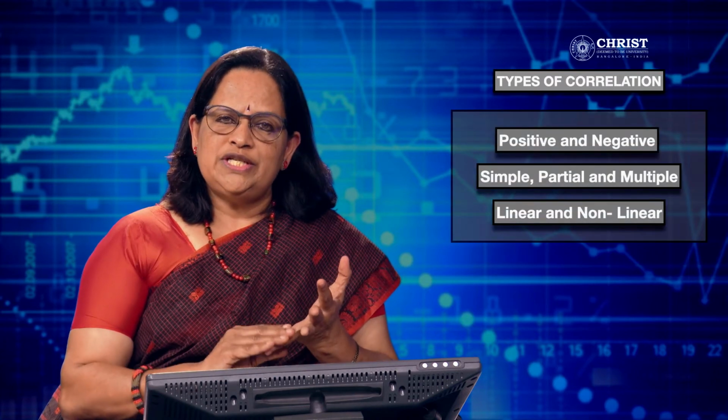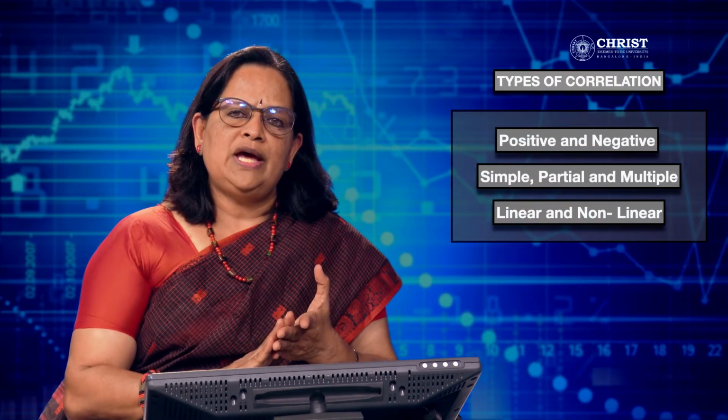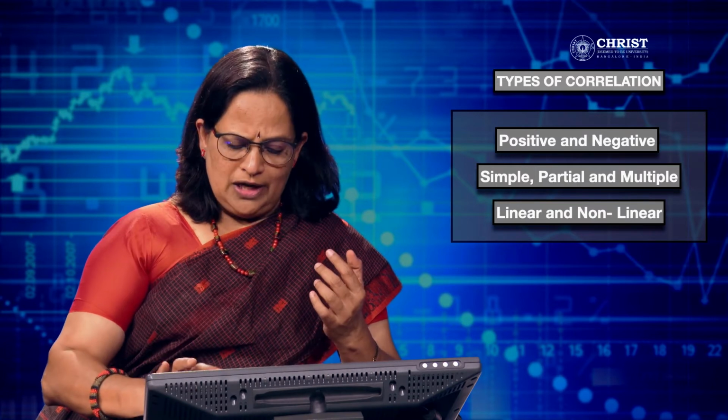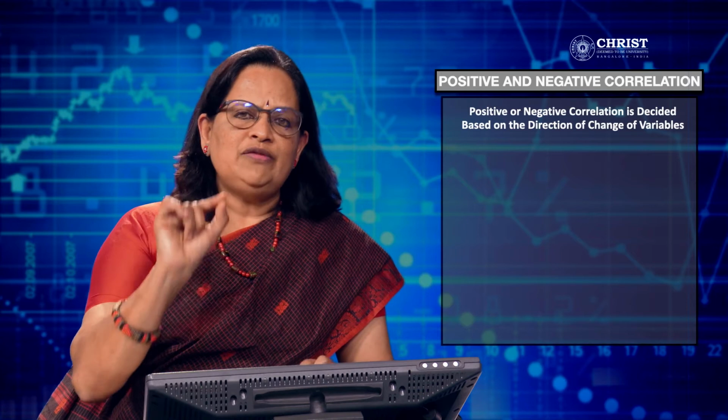Now, types of correlation. We are dividing into three: positive and negative, simple, partial and multiple, and linear and non-linear. First, positive and negative correlation. Positive and negative correlation is decided based on the direction of change of variables. I told you that when we are computing the value, we get a plus sign or minus sign and one value. So whether it's positive or negative, we can understand from the computed value.